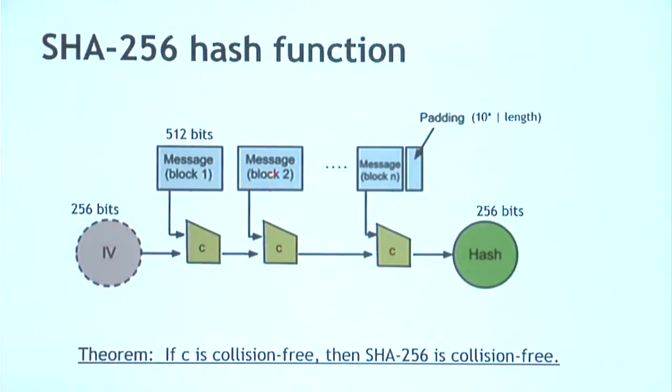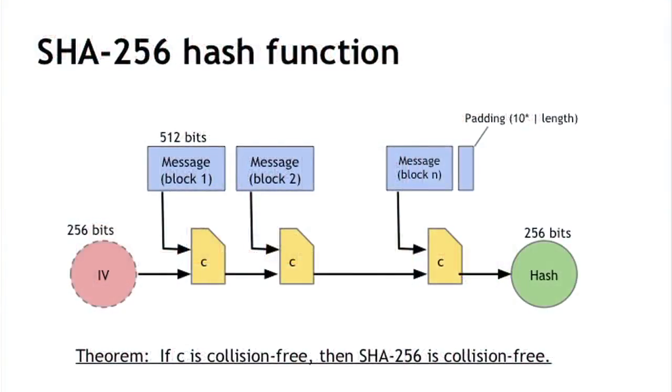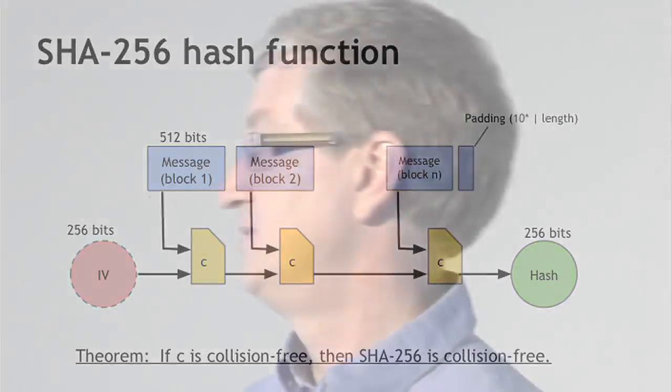You now take that with the next 512 bits of the message, run it through C again, and you keep going. Each iteration of C crunches in another 512-bit block of the message and mixes it in to the result. And when you get to the very end, you have consumed all of the blocks of the message plus the padding. The result is the hash, a 256-bit value. And it's easy to show that if this compression function C is collision-free, then this entire hash function will also be collision-free. The other properties are a little bit more complicated, so I won't talk about them here.